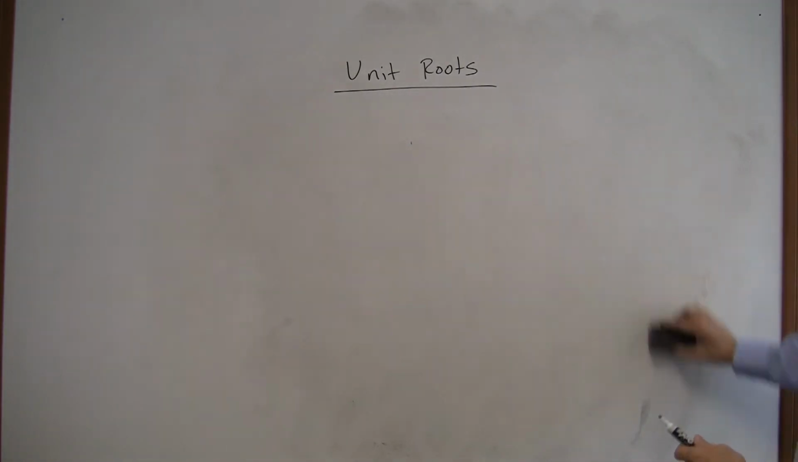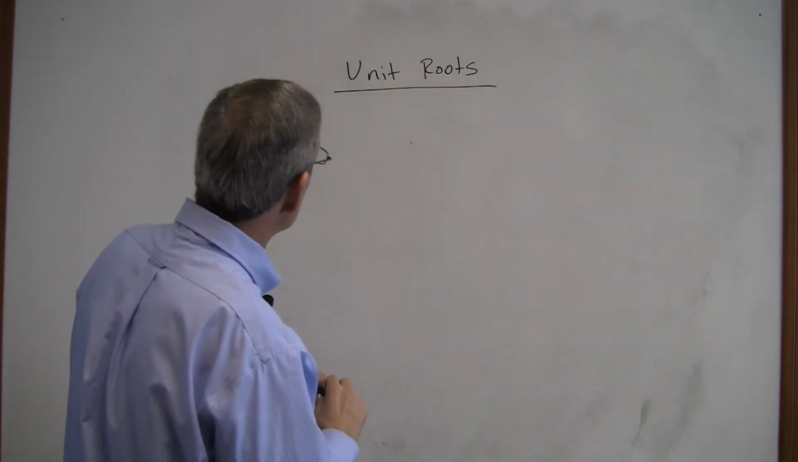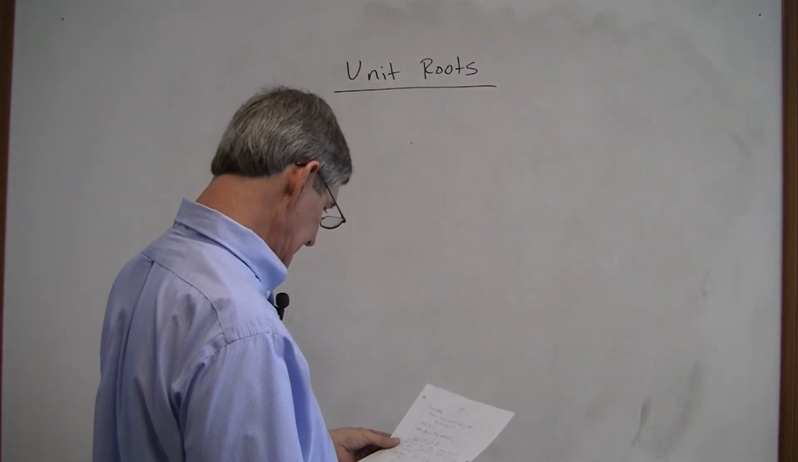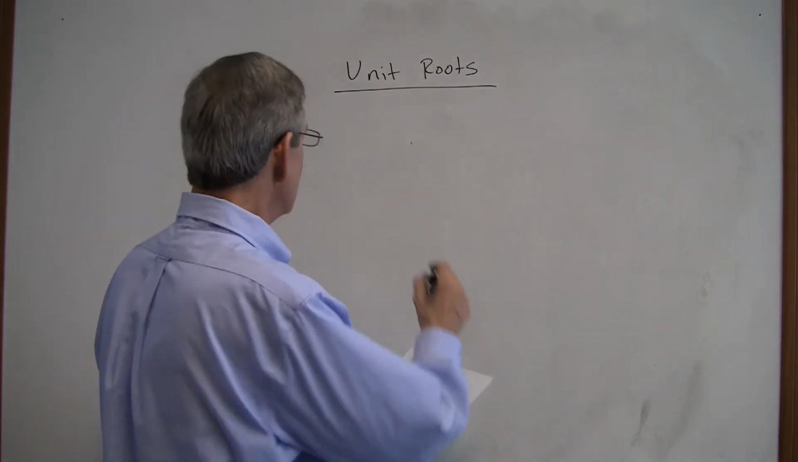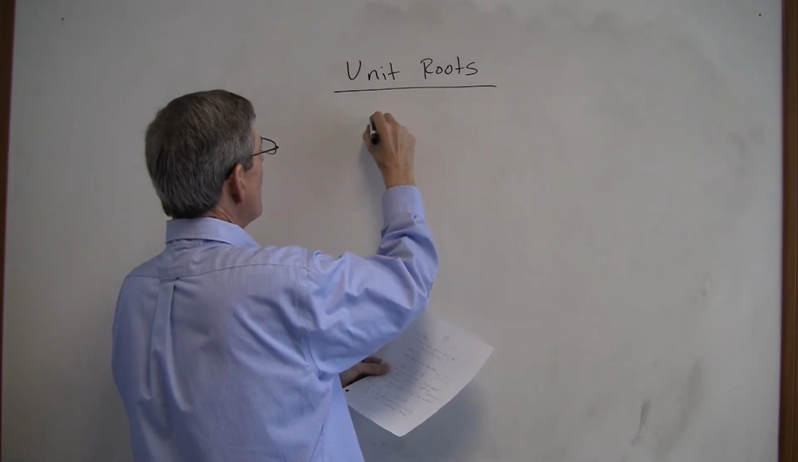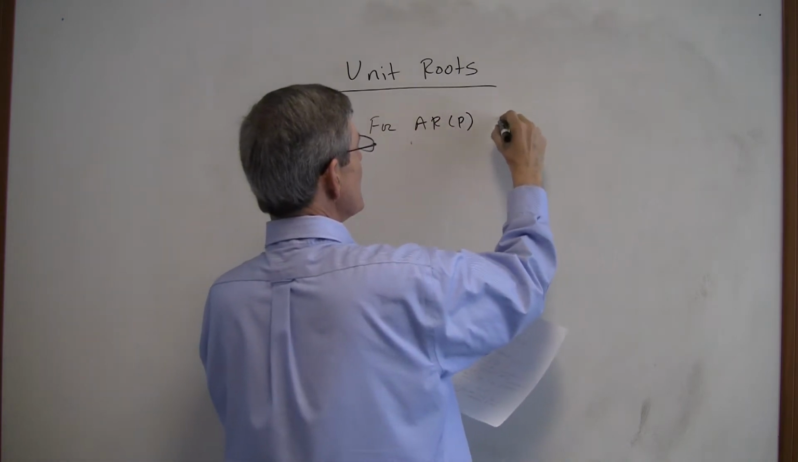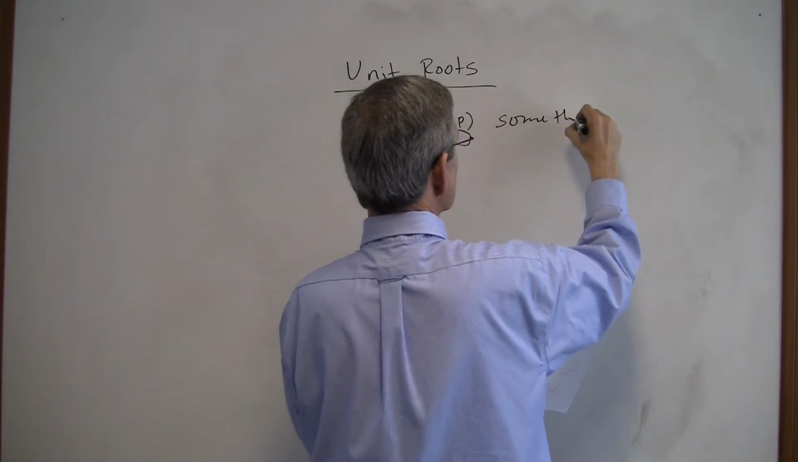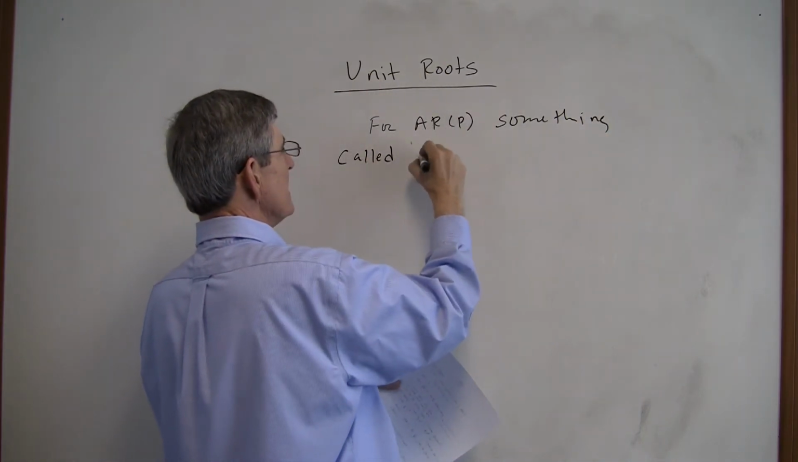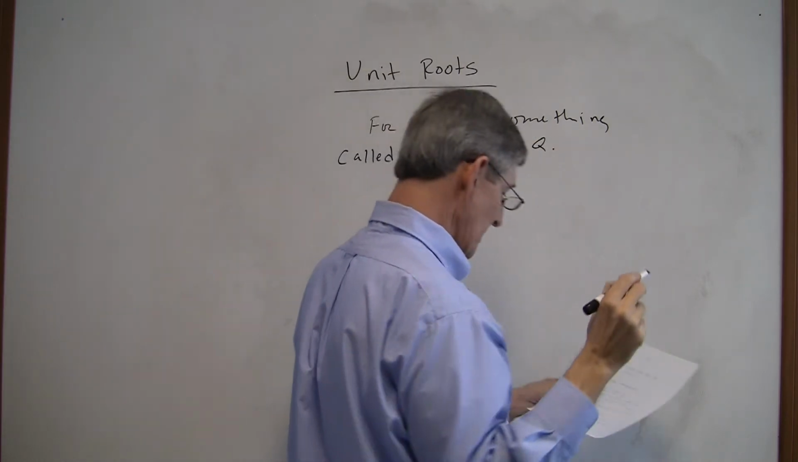more generally, but you can take a model like this, and for an ARP, how do I want to say this? For an ARP, there's something called, I'm not going to ask you about this, the characteristic equation. You need to know about unit roots, though, and what they mean.